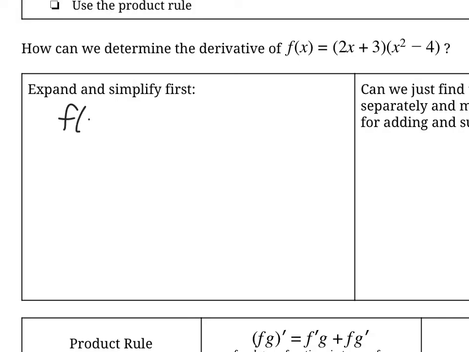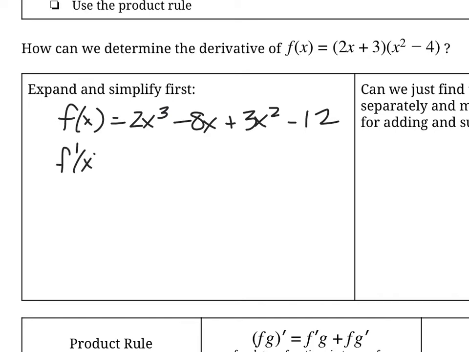So f of x just equals 2x cubed minus 8x plus 3x squared minus 12. Okay, can't simplify anymore, so now we can take the derivative. F prime of x is equal to the derivative of 2x cubed: bring that 3 down, multiply it by the 2, so it's 6x, and that exponent becomes 2. Negative 8x will just become negative 8. 3x squared will become 6x, and then the minus 12 will just go away. So there's our derivative.